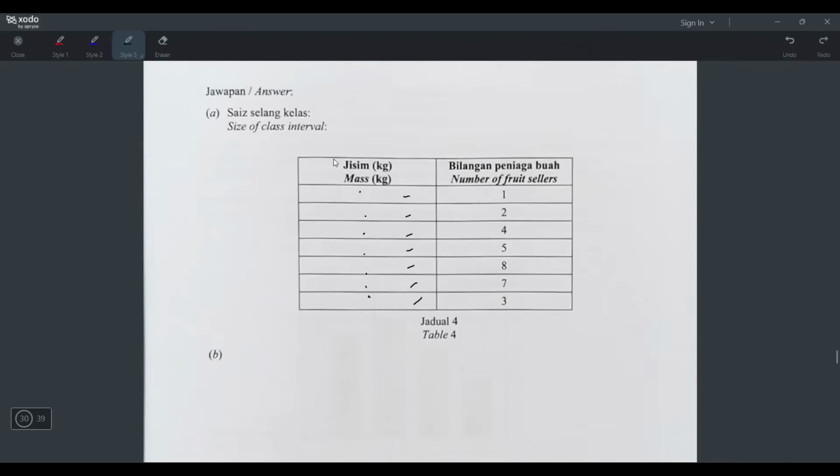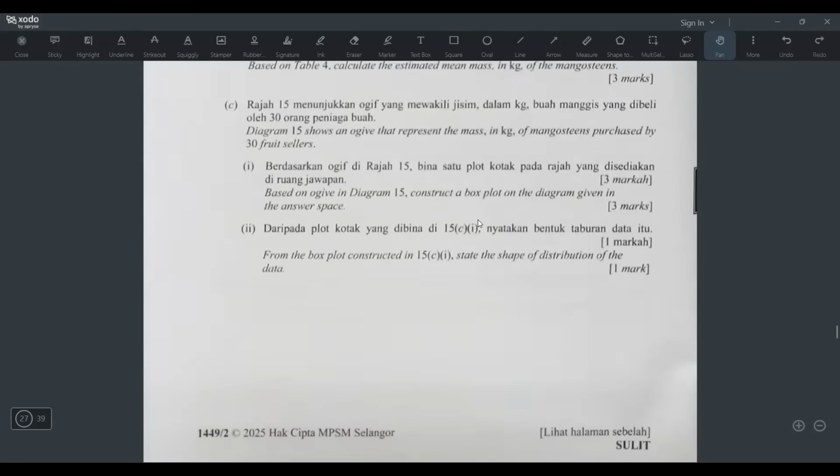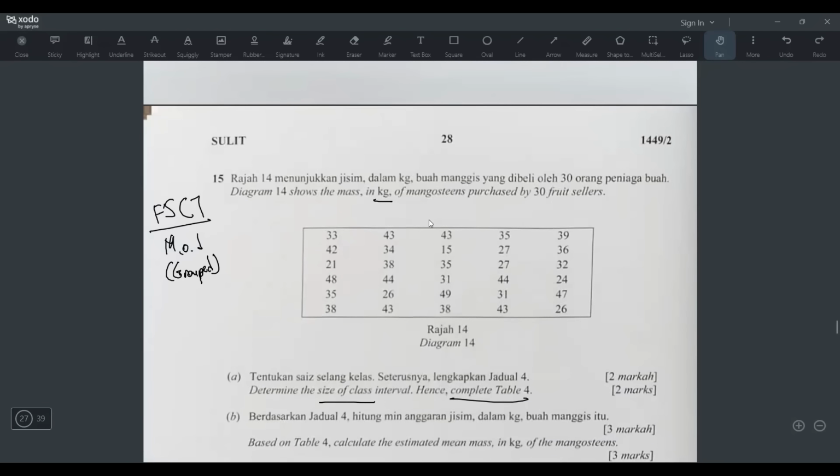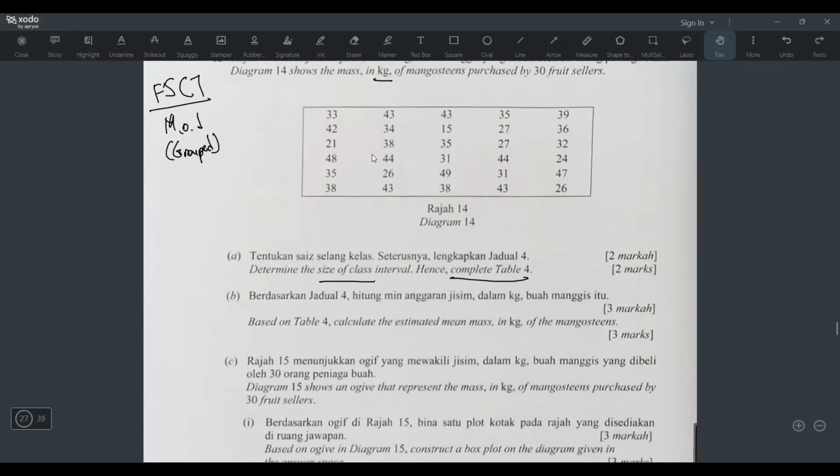You want 7 class. But all the 7 class you have to cover all the values from here to here, like all the 30 mass here. So if you want 7 class, and you have to cover all, you have to make sure you find out the smallest value and the biggest value first. So the smallest value from here is what? 15. And then the highest will be 49.